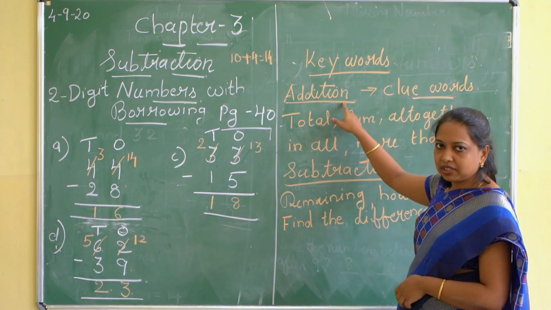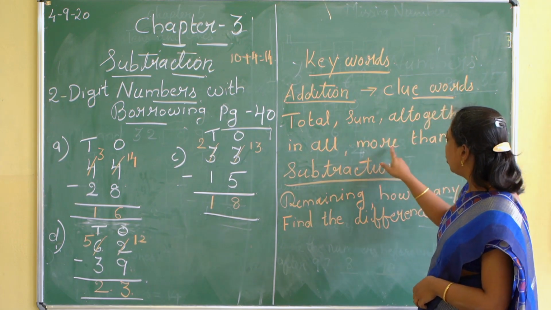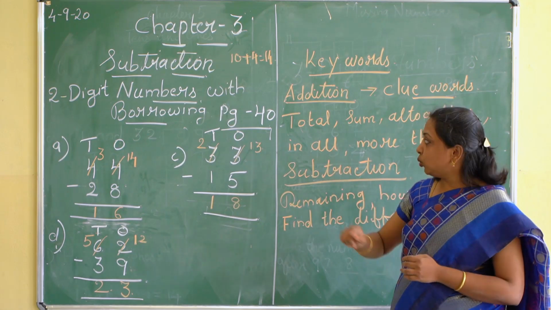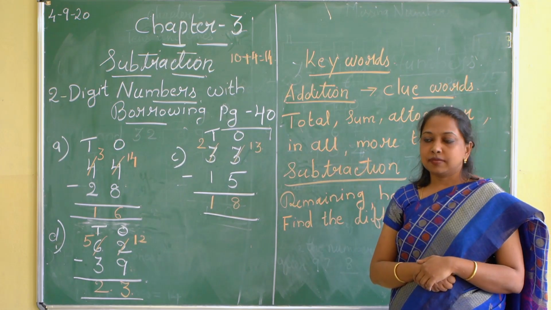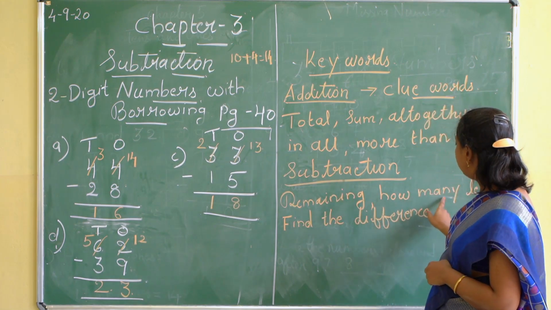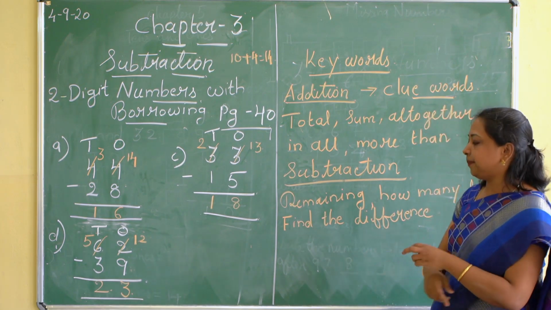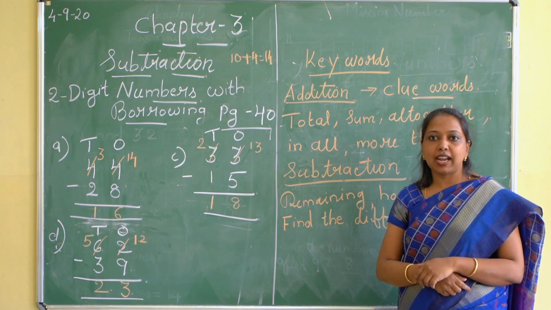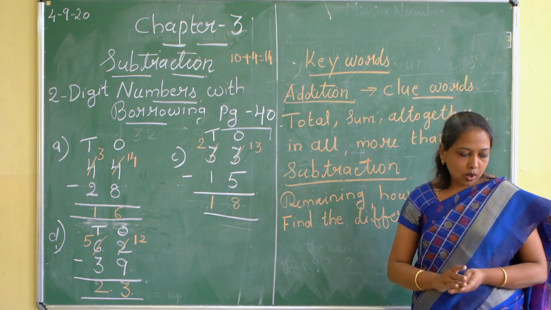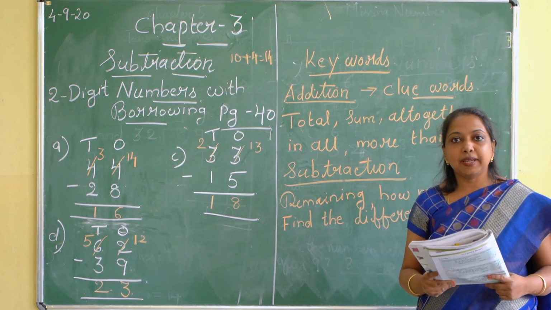See, for addition: total, sum, all together, in all, more than. If you find these words, you can do addition. And for subtraction, some clue words: remaining, how many left or how much are left, and find the difference. These are some clue words that you will always find in your questions. Okay? Now, I will read the first question from page number 37.